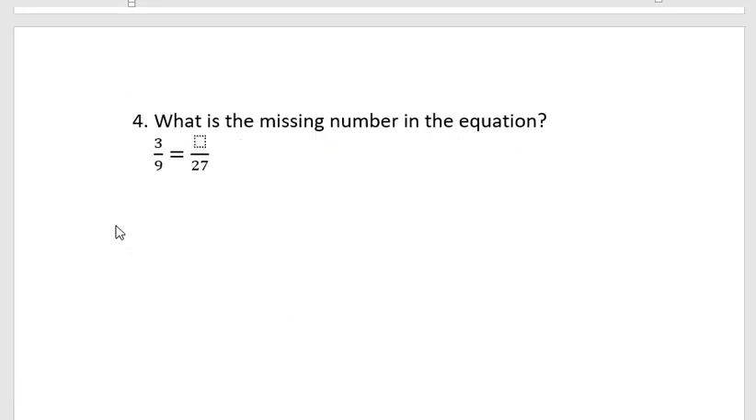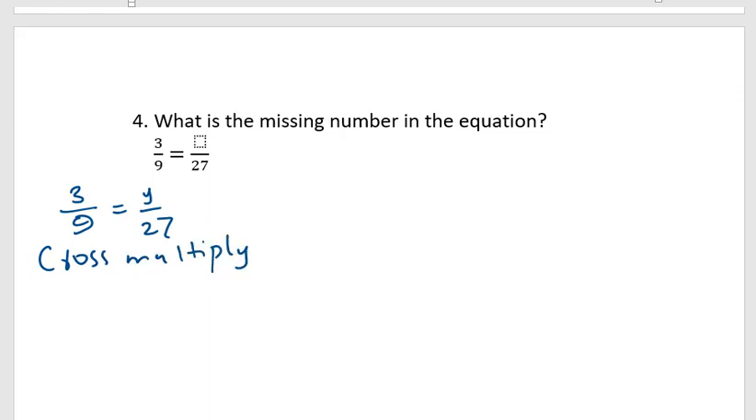Okay, we'll have a question on fractions. What is the missing number in the equation? So we have 3 over 9 is equal to a box, so I can call it y, over 27. Now whenever you have two fractions equal to each other, you simply cross multiply. So let's do that together. We have 3 multiplied by 27 is equal to y multiplied by 9.